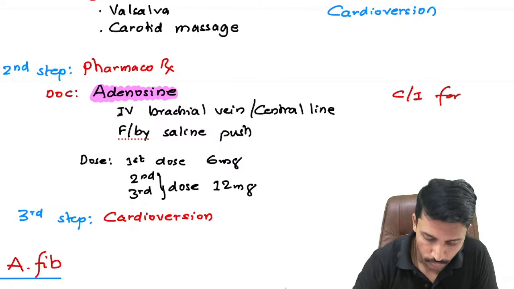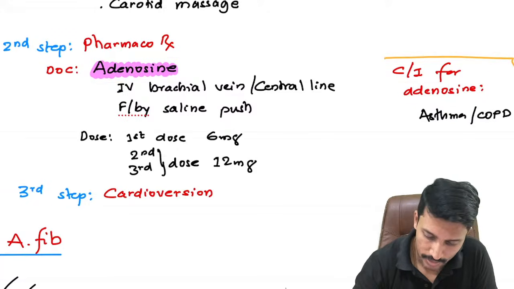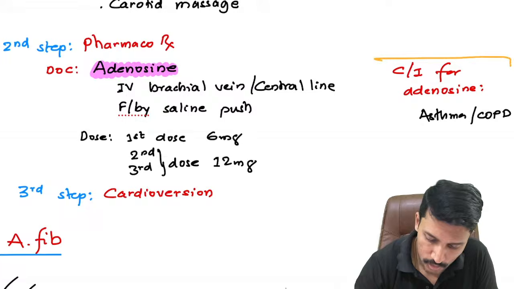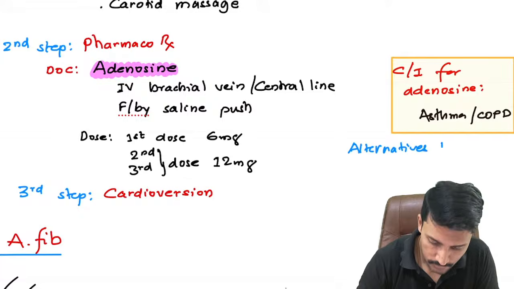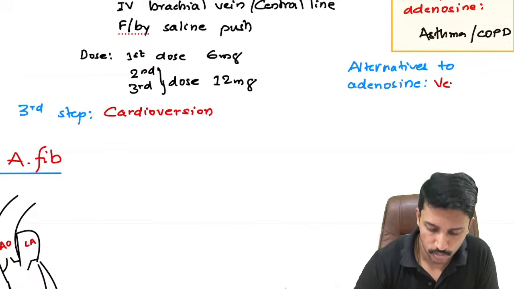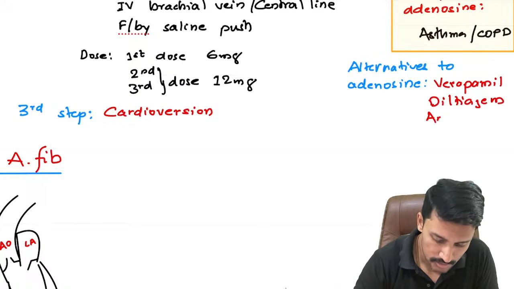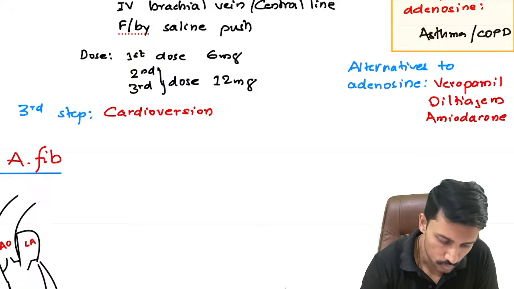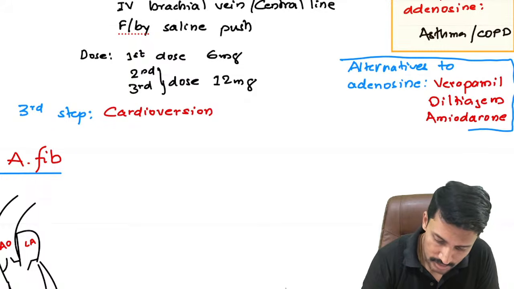Contraindications for adenosine: it is mainly asthma and COPD. So in such cases, what can be my alternatives? What can I use as an alternative to adenosine? I can use the non-dihydropyridine calcium channel blockers as an alternative to adenosine. That is another MCQ. Alternatives to adenosine: I can use either verapamil, which is a non-dihydropyridine calcium channel blocker, or diltiazem, or a broad spectrum antiarrhythmic, which is amiodarone. These can be used as alternatives to adenosine in circumstances where adenosine use is not possible or it is contraindicated.